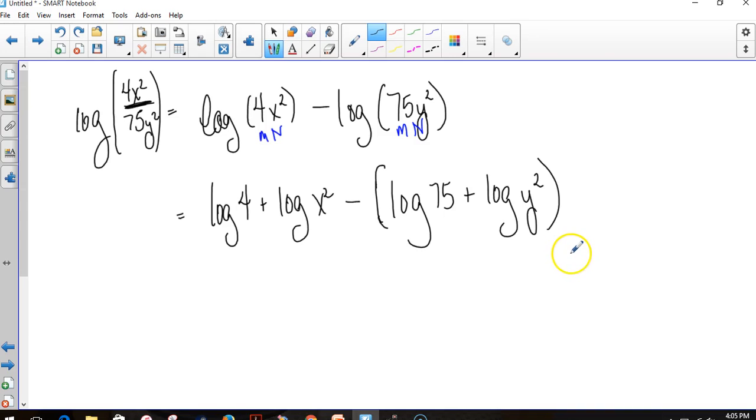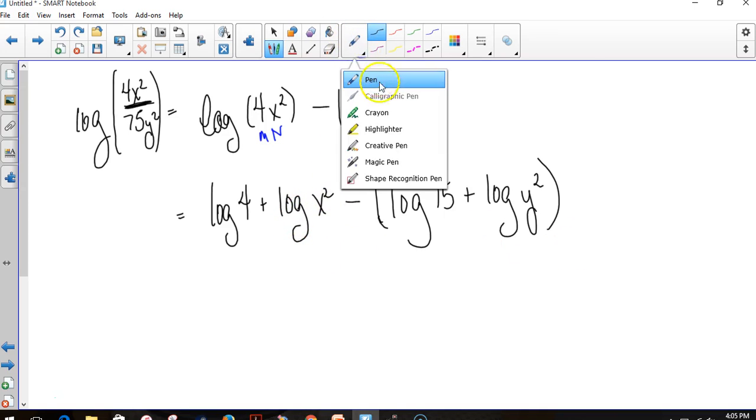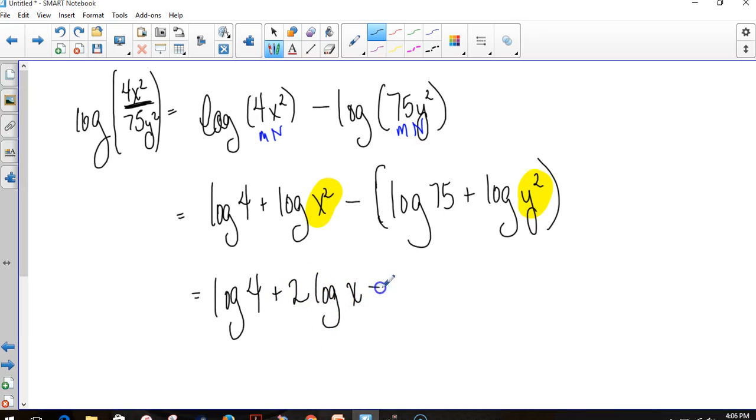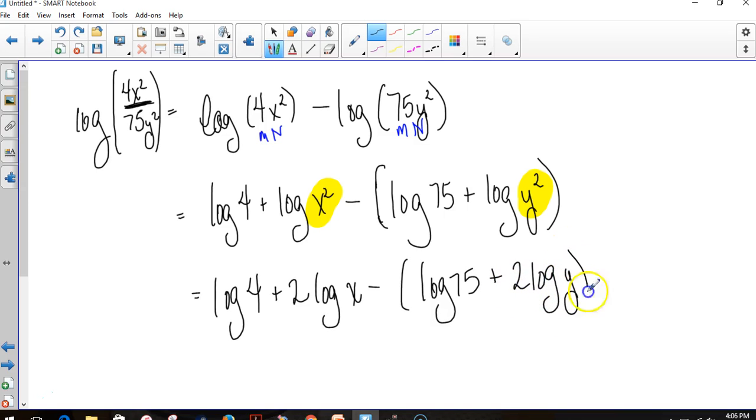The last thing that you're going to do when you're expanding is deal with your power to a power rule. So anytime you have a log raised to a power, like we have right here and right here, that exponent that's on the variable will just come out front of the logarithm as a coefficient. So I'll have log 4 plus 2 log x minus, parentheses, log 75 plus 2 log of y.